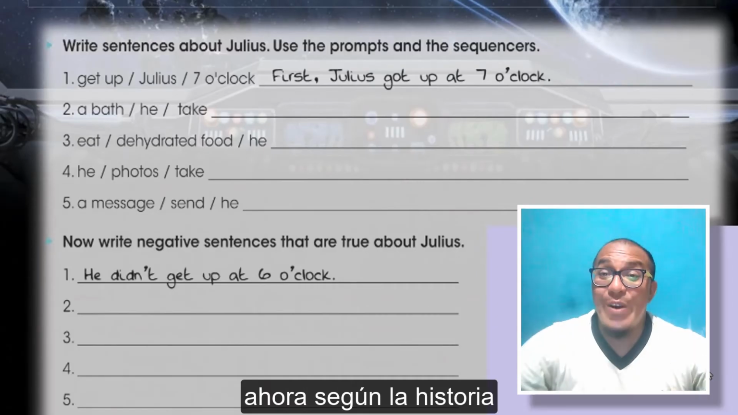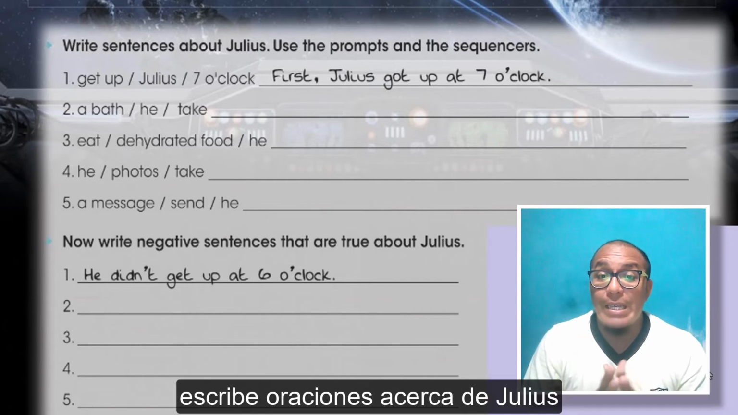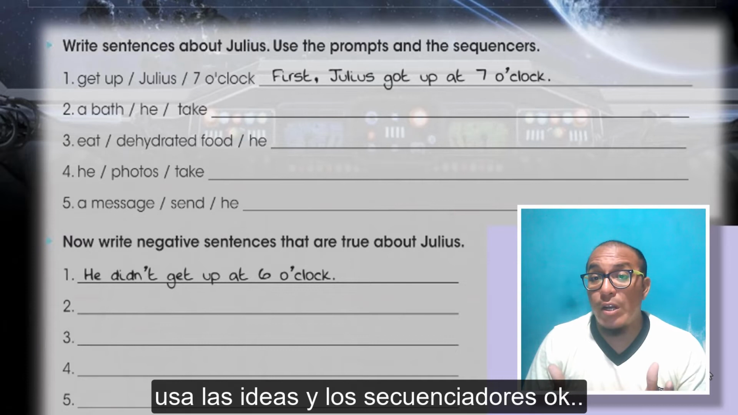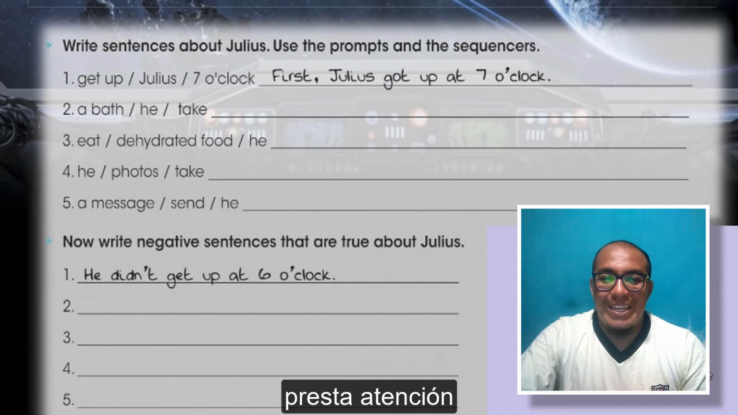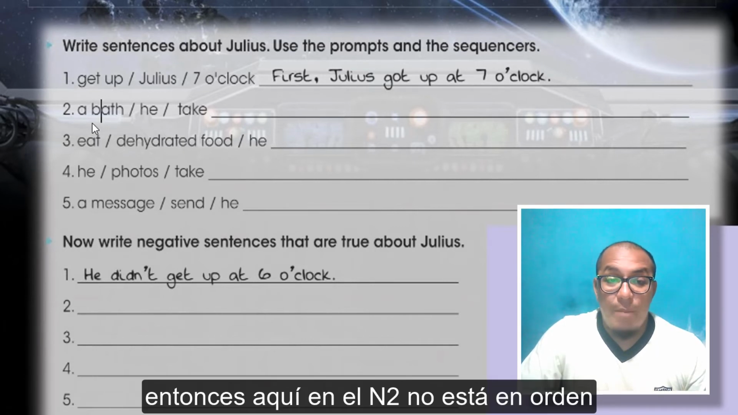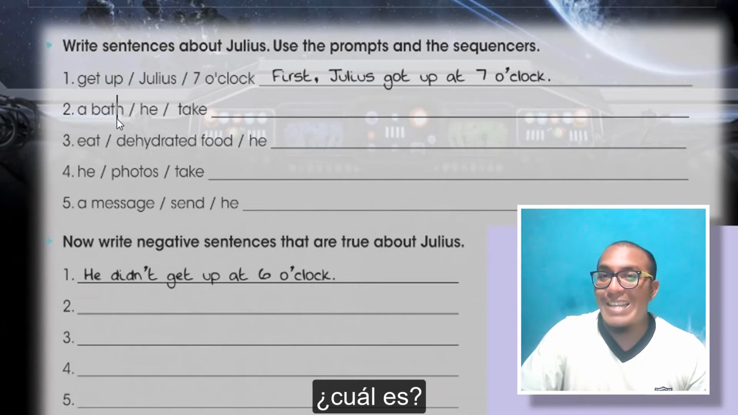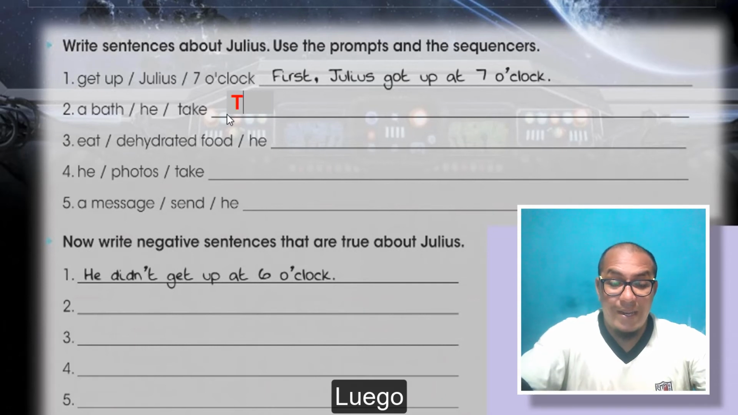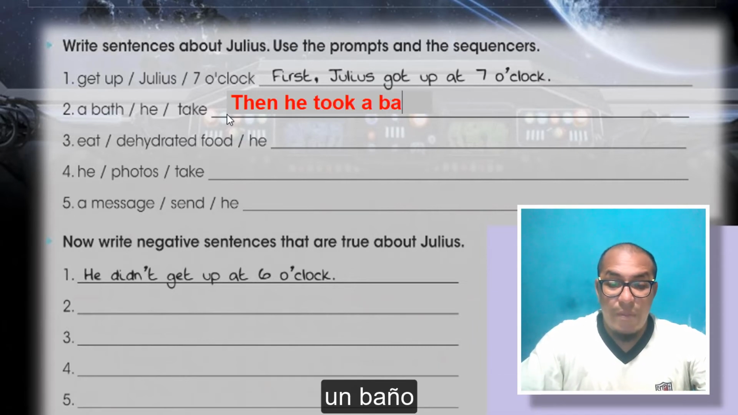Now, according to the story, let's practice using the sequencers. Right? In this activity, write sentences about Julius, use the pronouns and the sequencer, right? Okay, then we are going to put in order. Pay attention. In number 1 is, first, Julius got up at 7 o'clock. So in number 2, that is not in order. We have to put the sequencer first. What is that? Then he, put the past, took a bath.